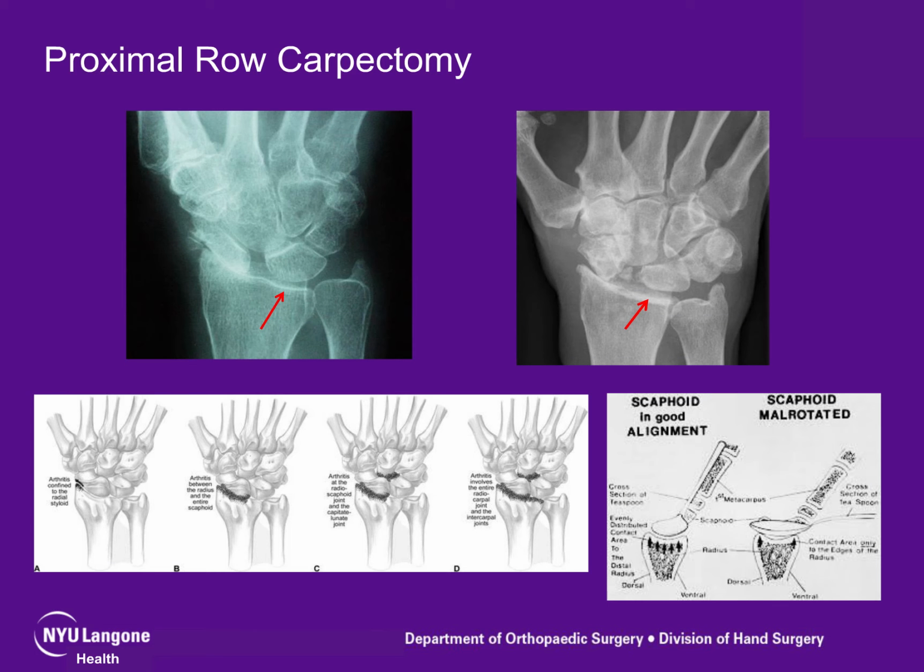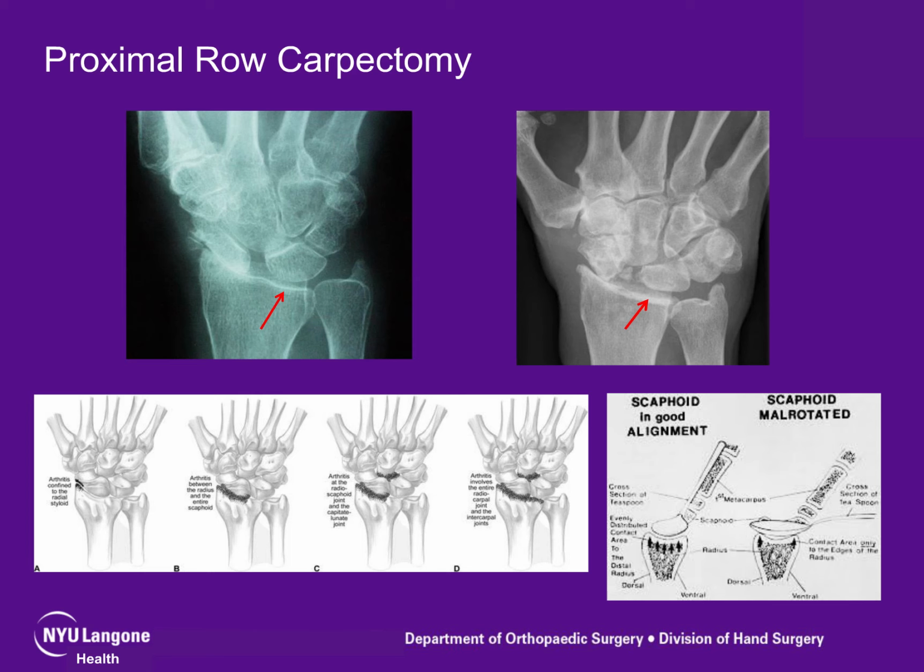The first is the proximal row carpectomy. And on the lower left diagram, you can see the SLAC wrist progression, and that's what this procedure is most commonly performed for, as well as the SNAC wrist, the scaphoid non-union advanced collapse. And what characterizes this progression is that the radiolunate articulation is well preserved until the very late stages of disease.